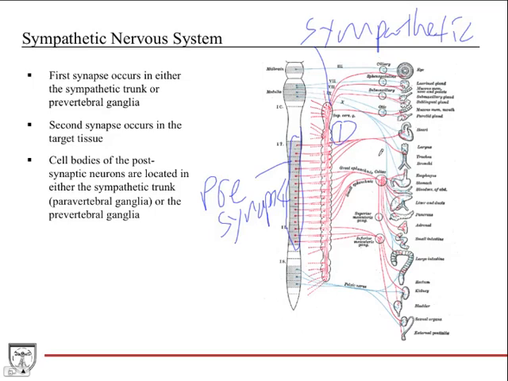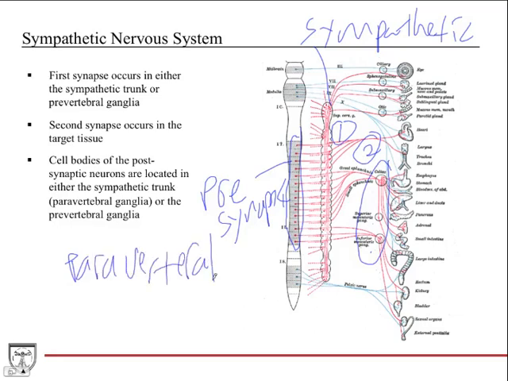The other place they can synapse is the pre-vertebral ganglion, which are these three ganglion right here: celiac, superior mesenteric, and inferior mesenteric. So this is the other place, the pre-vertebral. Now, what's important to know is the sympathetic trunk can also be called the paravertebral ganglion because it's just next to the vertebrae, or where the vertebral column, where the spinal cord is.